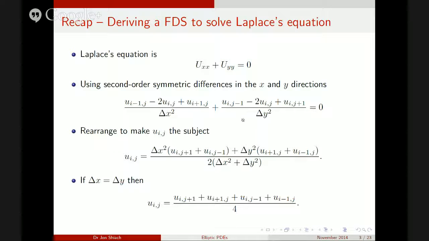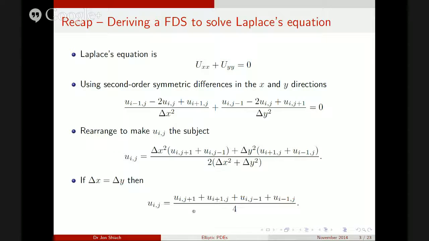Rearrange to make u_ij the subject. A bit of algebra, and you get to this stage here. All I've done there is multiply throughout by delta x squared and delta y squared, factorize, and then rearrange it to make u_ij the subject. This would give us a finite difference scheme if delta x and delta y were different. If delta x equals delta y, this can all be simplified to this simple scheme at the bottom.